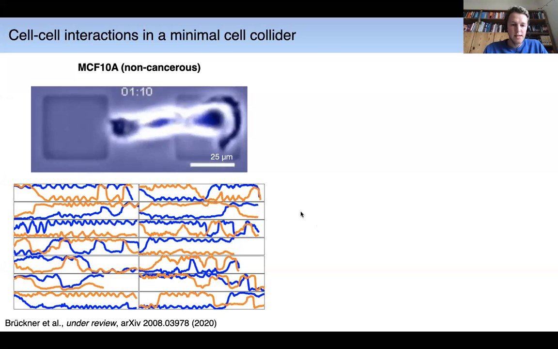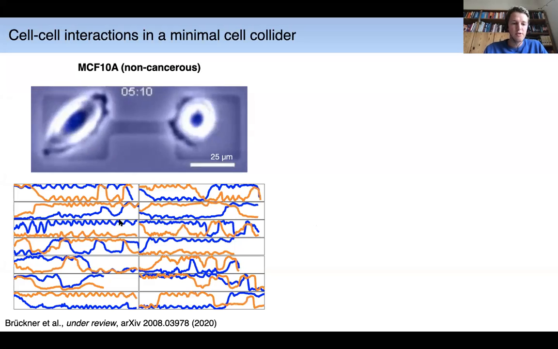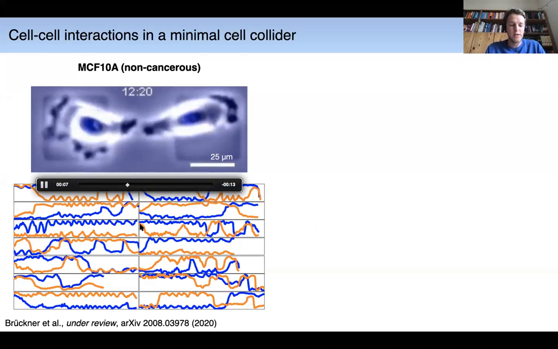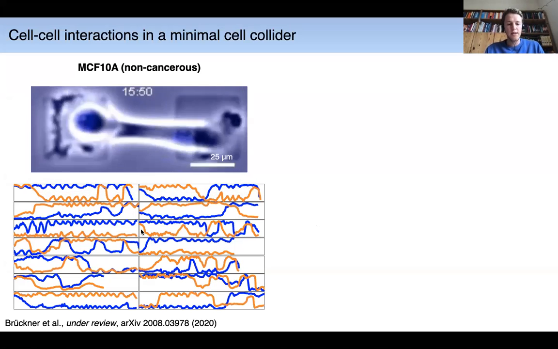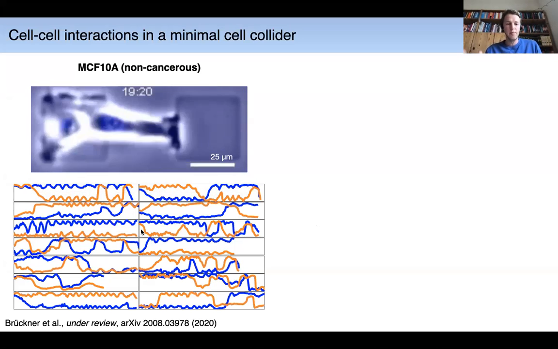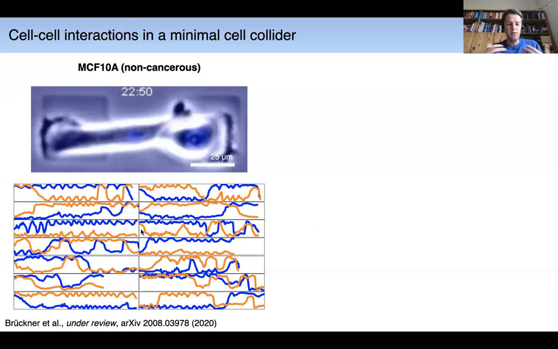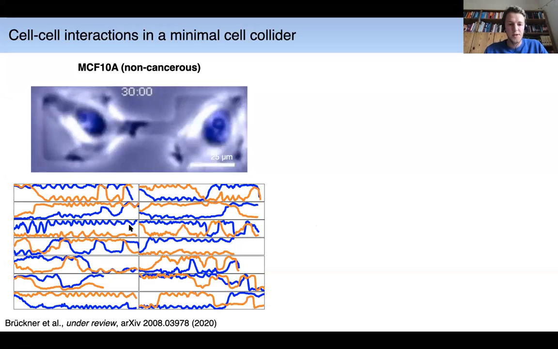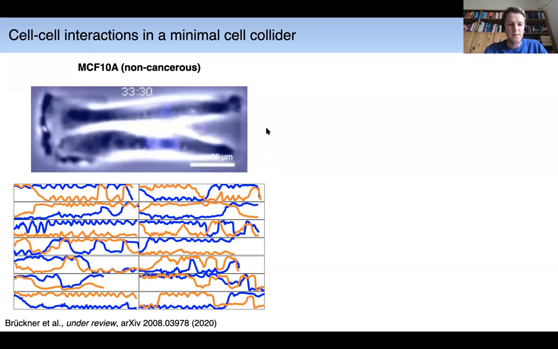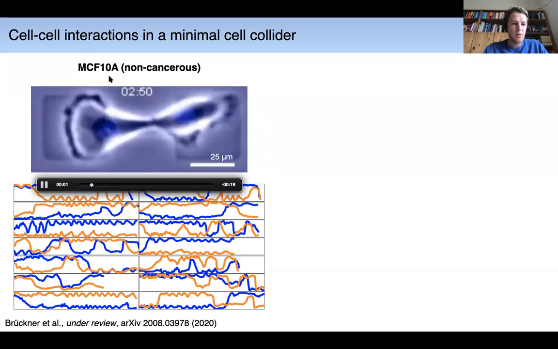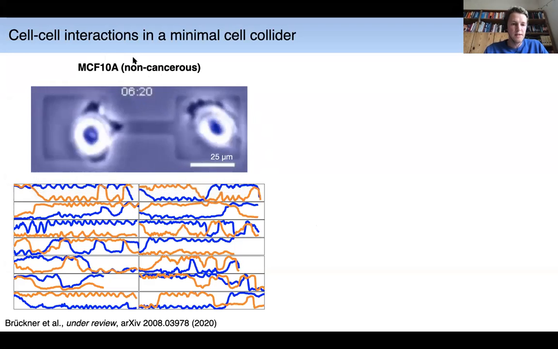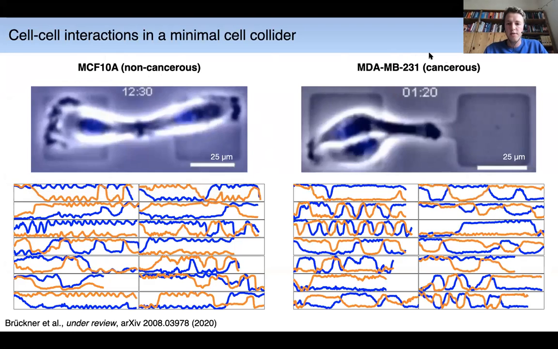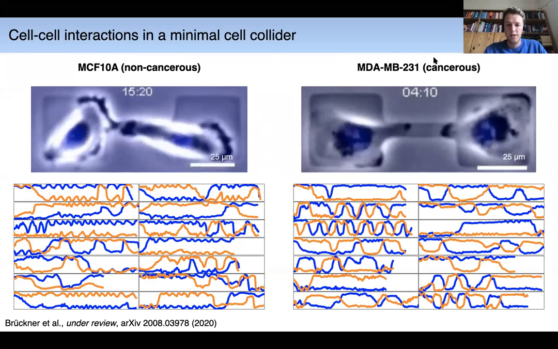The kind of data that we're collecting here is trajectories of the cell nucleus. We label these nuclei and then track their trajectories. By looking at many of these micropatterns in parallel, we can gather a huge data set of coupled cell migration trajectories, of which I'm showing you a small subset here. We did this for two different cell types: a non-cancerous MCF10A breast tissue cell, and a cancerous breast tissue cell.